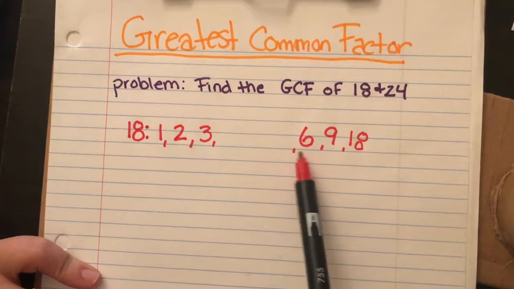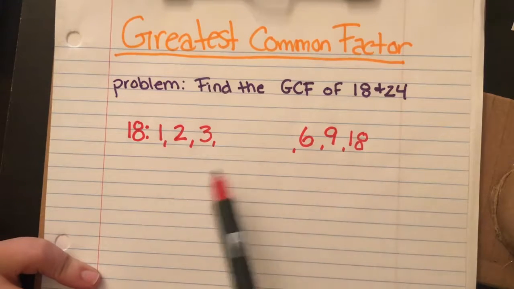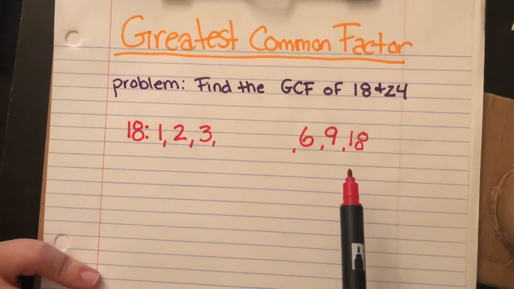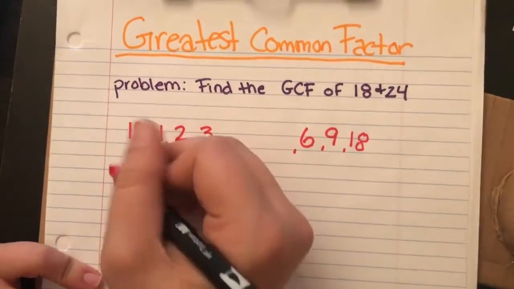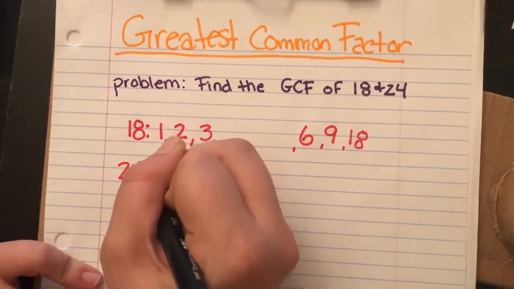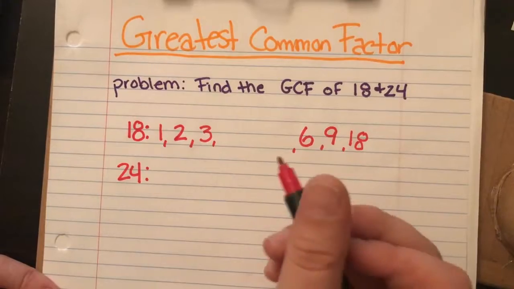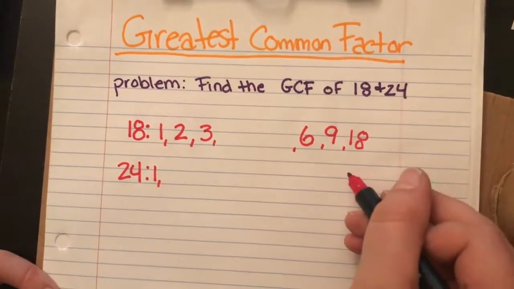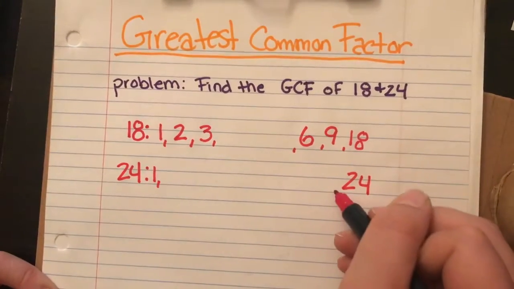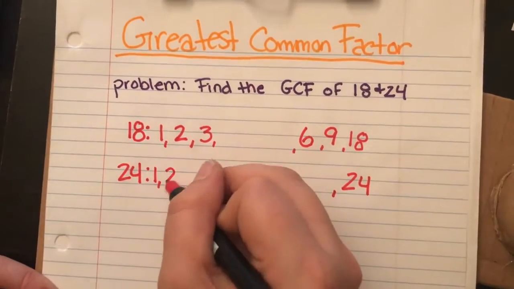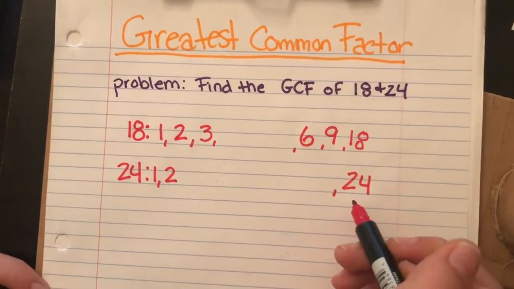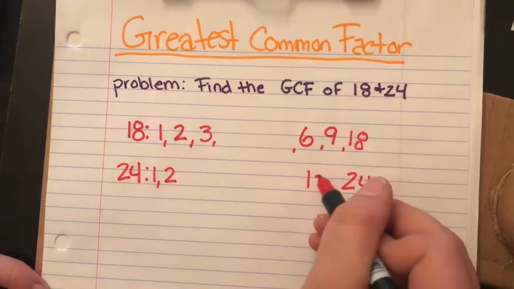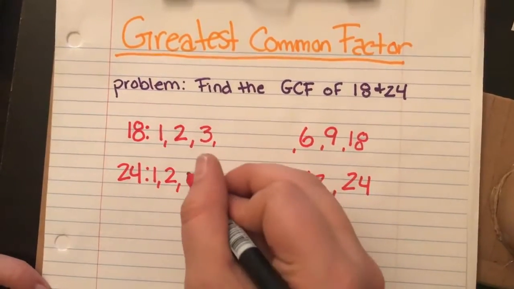And then 6 is right here, so I know that these are all of the factors of 18 that are possible. So now I can move on to 24. And I know 1 and 24 are factors. And I know that 2 can go into 24 because 24 is an even number. 2 times 12 is 24.